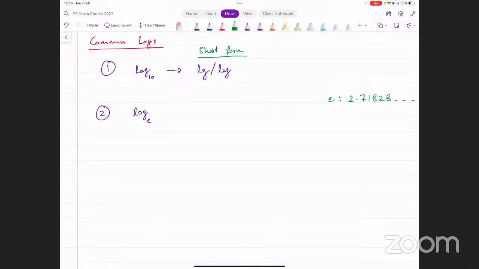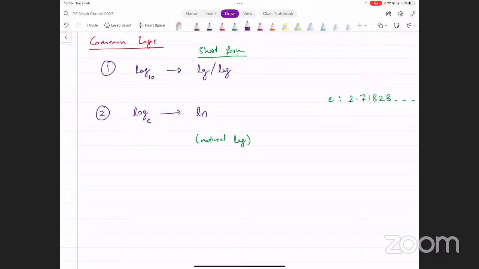And because of its relationship with nature, this specific log that has a base E with it is written as ln in short form. ln means a log that has base E. Where does ln come from? This stands for natural log, right? N is for natural and L for log. So this is natural log.